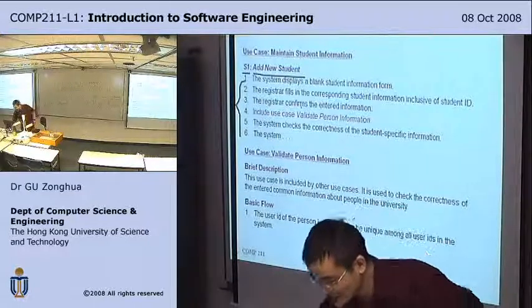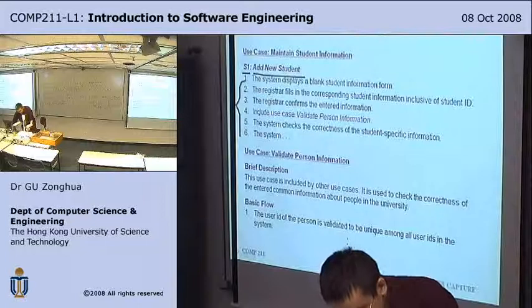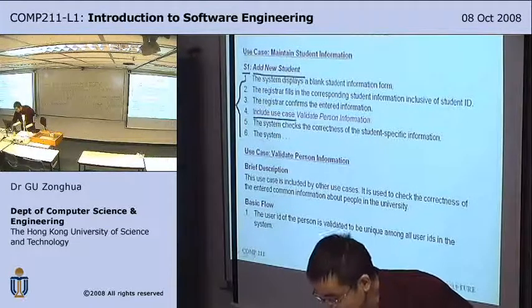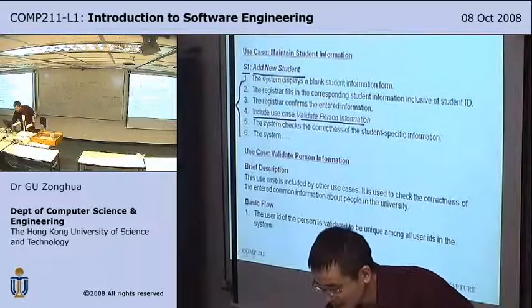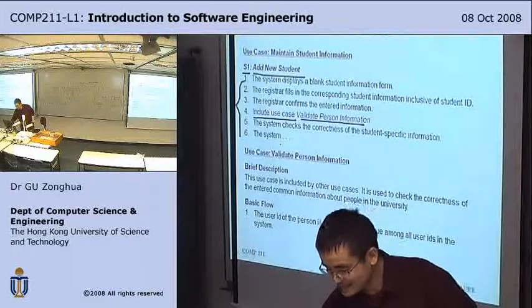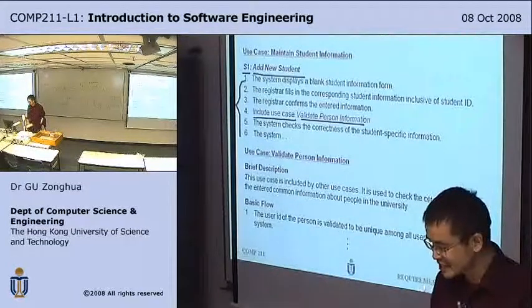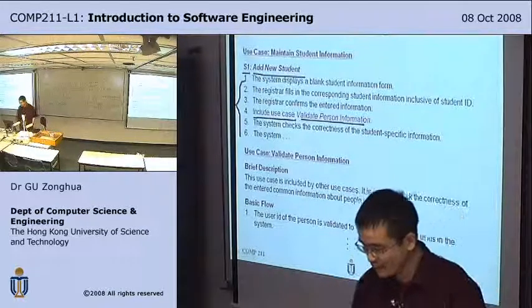and then at step 4 you say include use case validate person information. So this validate person information is the name of the included use case, which has its own flow. So the brief description says that this use case is included by other use cases to check the correctness of the entered common information.